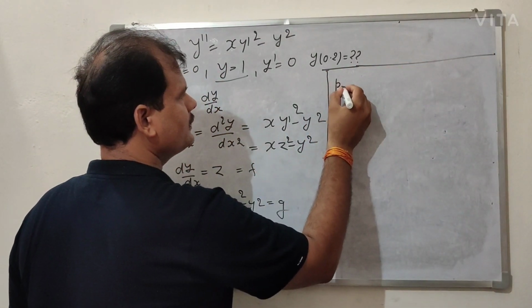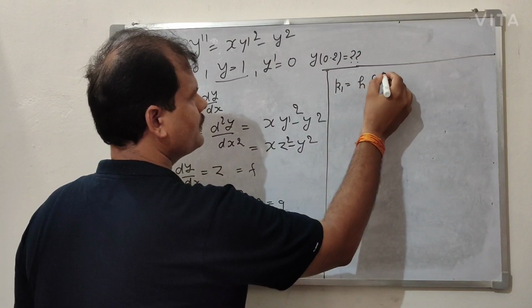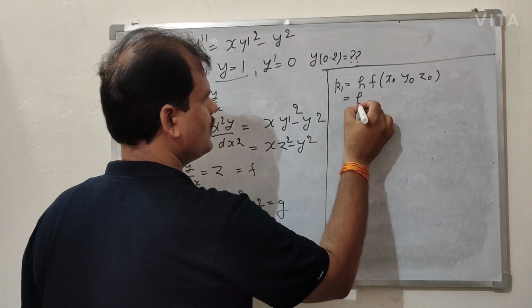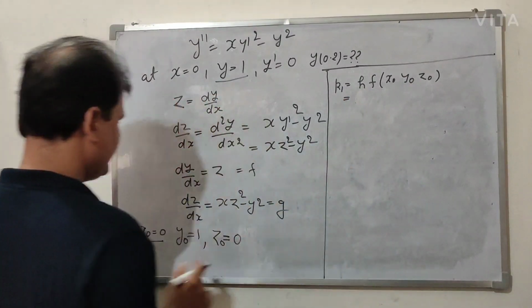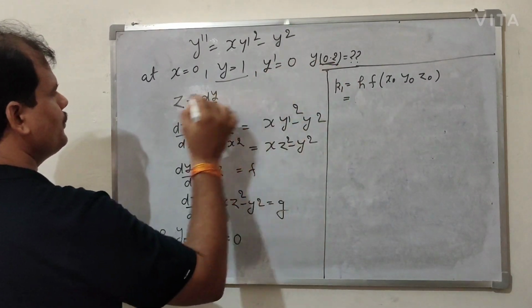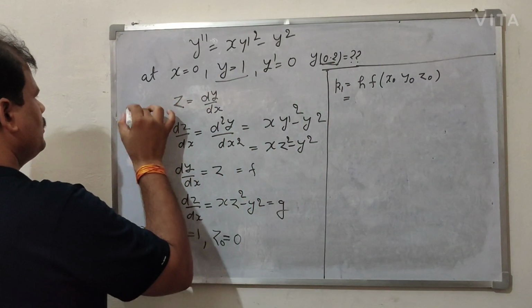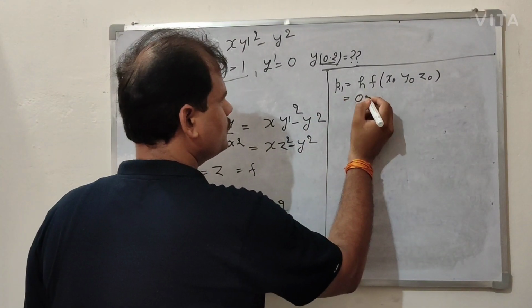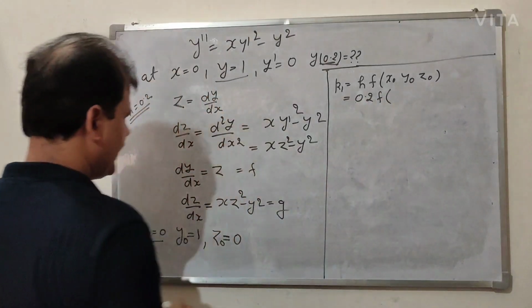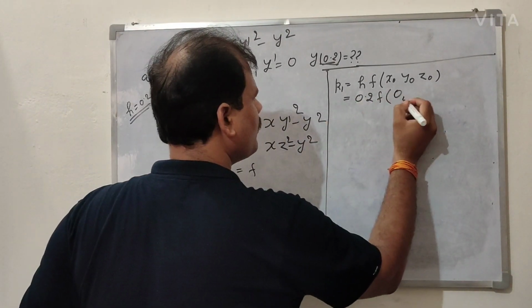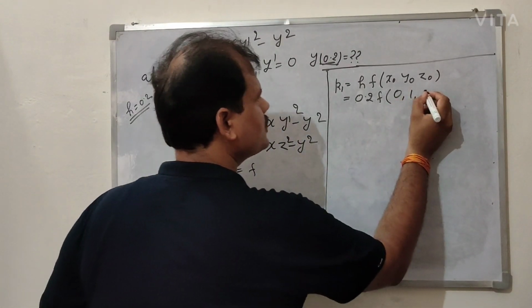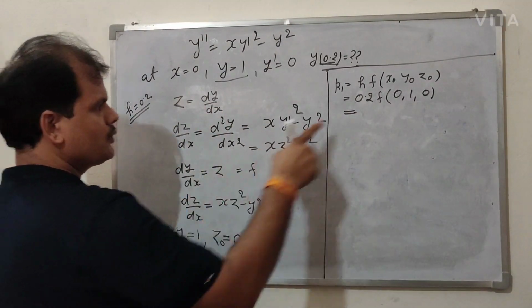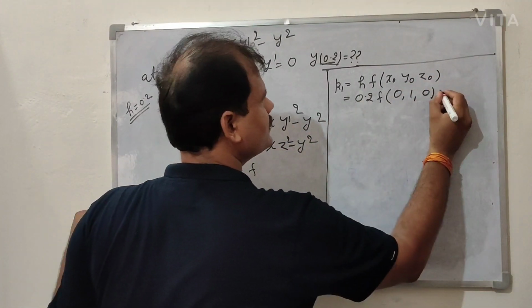So K1 will be h f of x0, y0, z0. Here h will be 0.2, because we need to find the solution at 0.2. So h equal to 0.2, and f of x0 equal to 0, y0 equal to 1 and z0 equal to 0. Your f equal to z, so z equal to 0, so your k1 equal to 0.